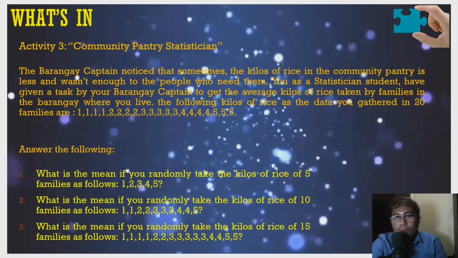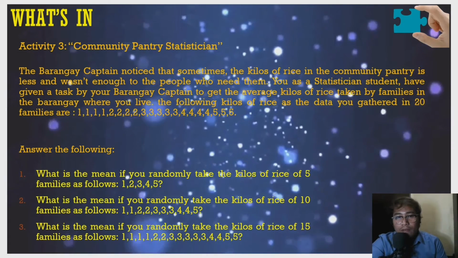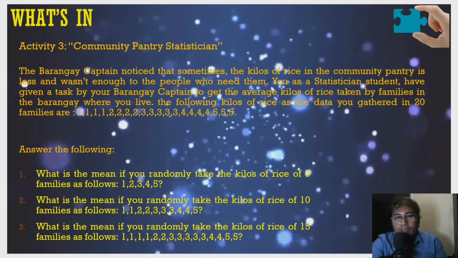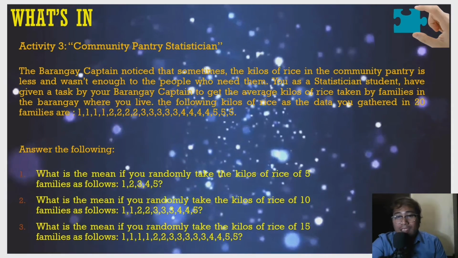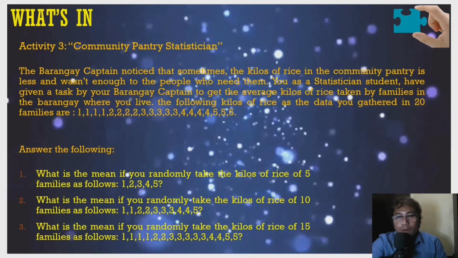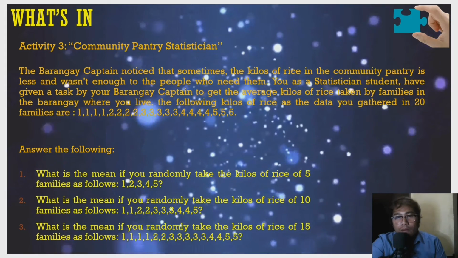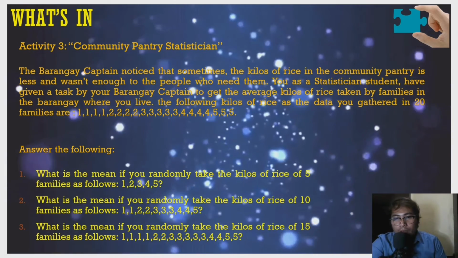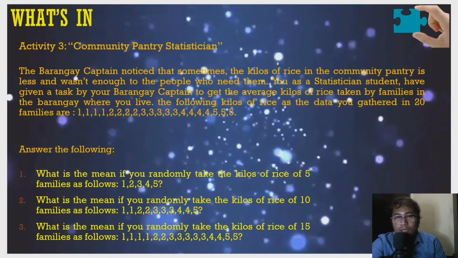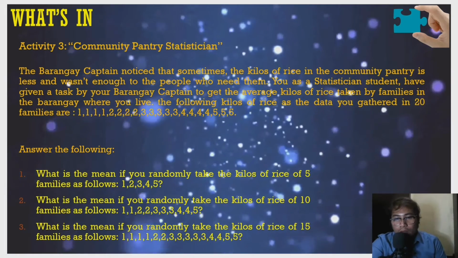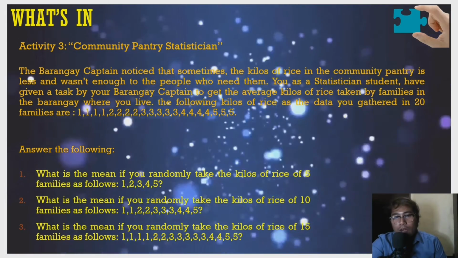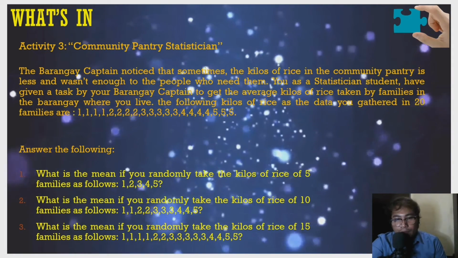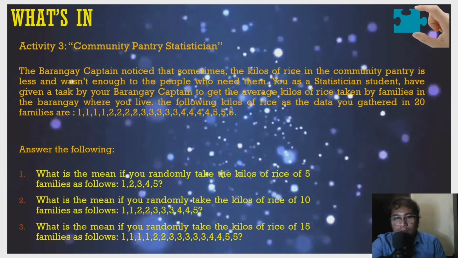Number 1. What is the mean if you randomly take the kilos of rice of 5 families as follows: 1, 2, 3, 4, 5? Number 2. What is the mean if you randomly take the kilos of rice of 10 families as follows: 1, 1, 2, 2, 3, 3, 3, 4, 4, and 5? Number 3. What is the mean if you randomly take the kilos of rice of 15 families as follows: 1, 1, 1, 1, 2, 2, 3, 3, 3, 3, 3, 4, 4, 5, and 5? What will be the mean of these 15 families?